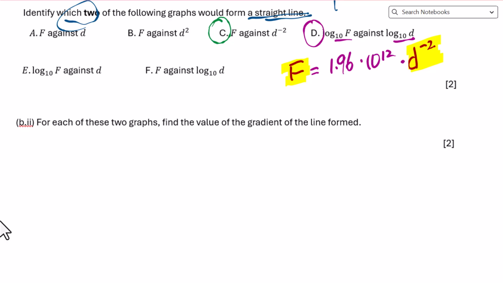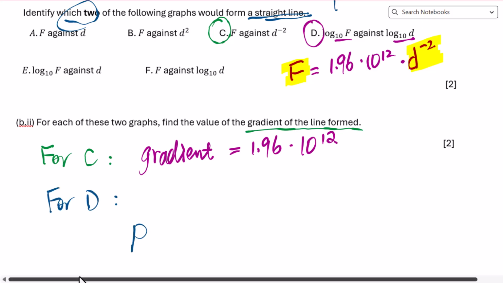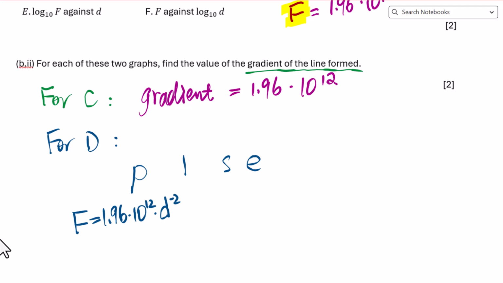B2. For each of these two graphs, find the value of the gradient of the line formed. For F against d to the power of negative 2, gradient equals 1.96 times 10 to the power of 12. For the log-log graph, based on this policy, slope is the exponent. So for the log-log graph, gradient equals negative 2.